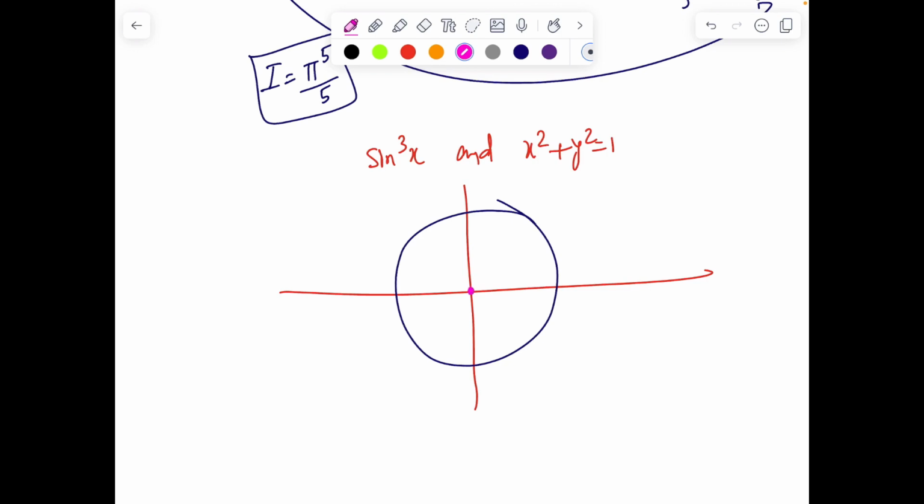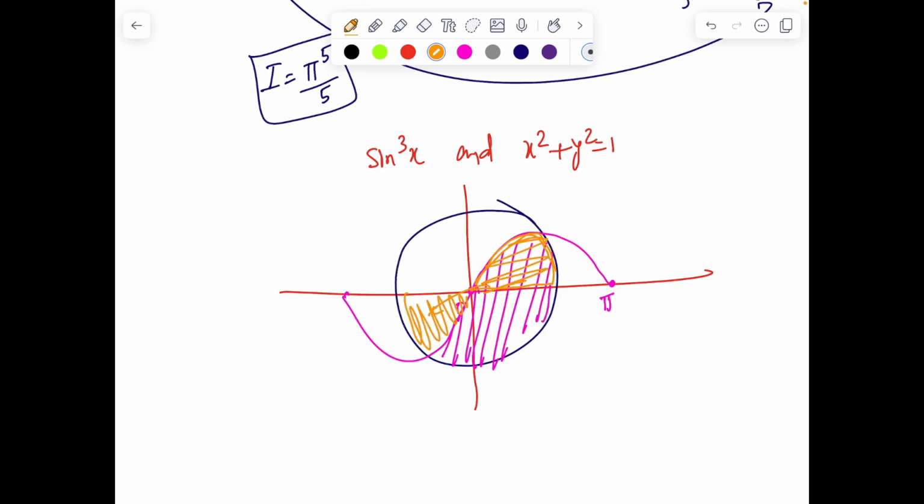Now for sine cube x, how will it look? It's an odd function, so at 0 we'll have something. At pi it's going to die, which is more than 1. So roughly this one. Again at minus pi it's going to die. So the area of the bounded region, let's say either one of them, is going to be this. Now how to calculate this area? From the symmetry of the problem, we can clearly see this area is going to be exactly the same as this area, right?